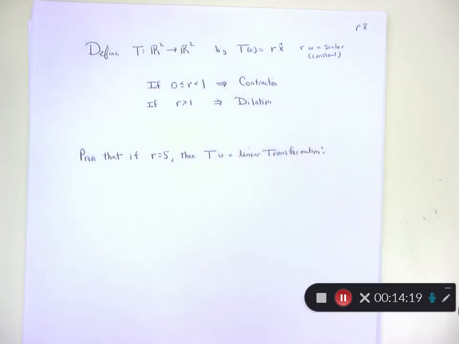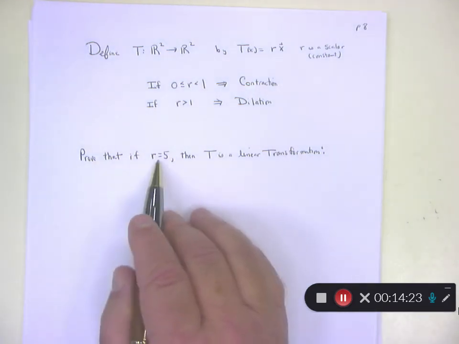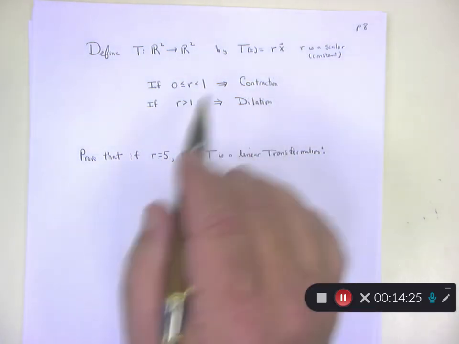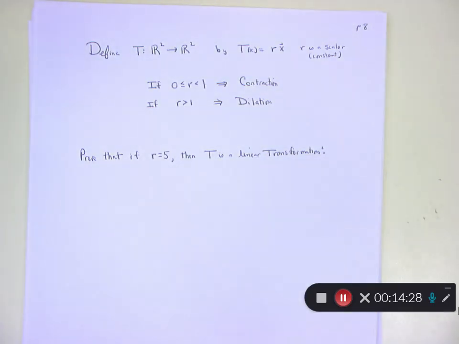So I want you to prove that if r equals 5, then this T definition up here is an actual linear transformation. Well, to prove a linear transformation, I need that definition of linear transformation. So, here we go.